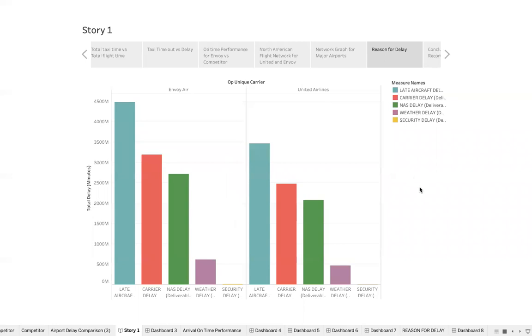And here we have the reasons for delay, which are divided into five categories: late aircraft, carrier delay, NAS delay, weather delay, and security delay. On the left hand side, we can see the delay performance for Envoy Air, and on the right hand side we can see it for United Airlines. In all the categories, we can see that Envoy Air has a higher delay rate when compared to United Airlines.